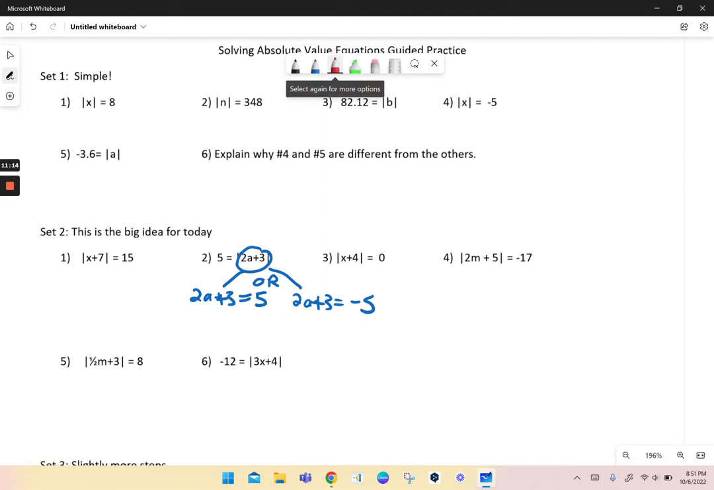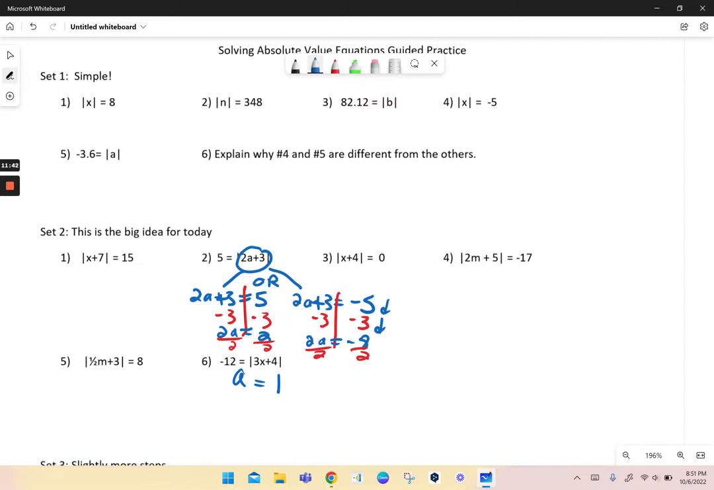And so we want to solve these. We're going to subtract 3. We're going to do that on both equations. We can do it at the same time. And then we're going to get 2a equals 2. Here we'll get 2a equals negative 5 minus 3. We go down 5, go down 3 more. That's negative 8. And on both, we're going to divide by 2. So I'm solving two different equations at once. If you want to do one at a time, that's fine. So here, a is equal to 1. And here, a is equal to negative 4. Those are my two answers. a could be negative 4 or 1.